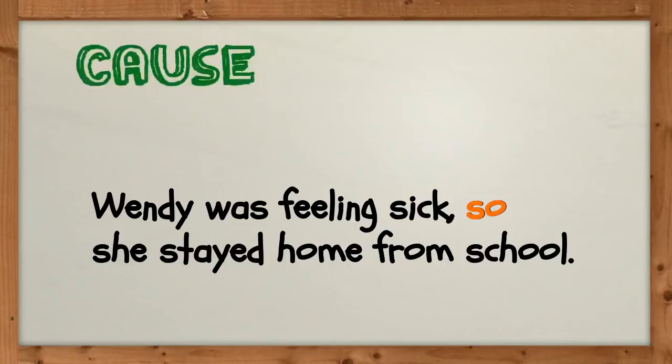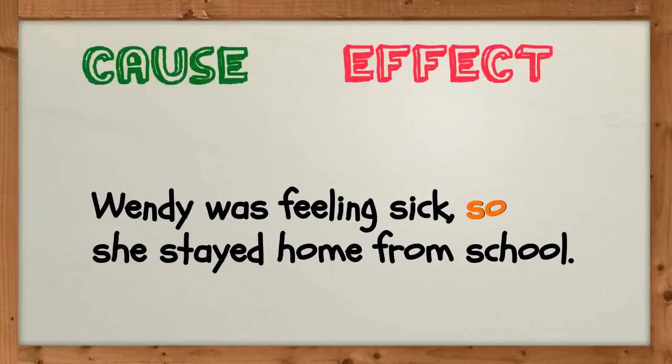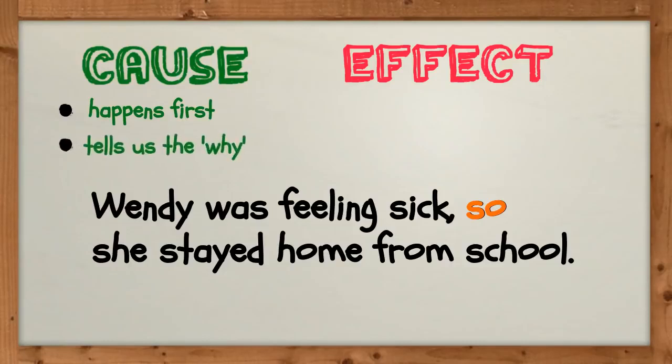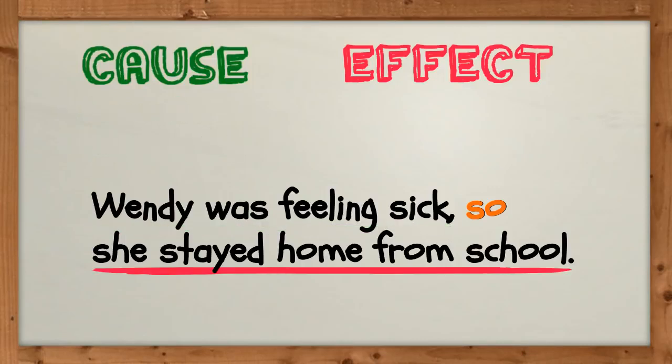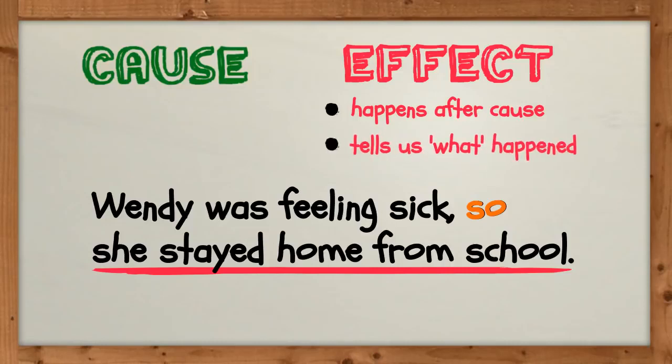Now let's work out which is the cause and which is the effect. Remember, a cause happens first, but not always first in the text. And it answers the question, why did this happen? The cause must be Wendy feeling sick. It had to have happened first, and it answers the question why. Why did she stay home? We know Wendy staying home from school must be the effect, because it happened after the cause, and it tells us what happened. Wendy stayed home.